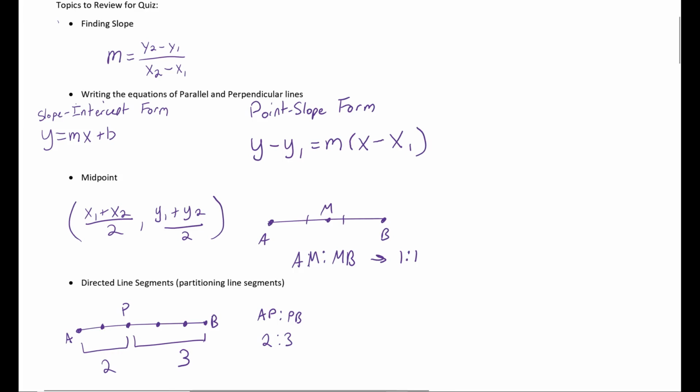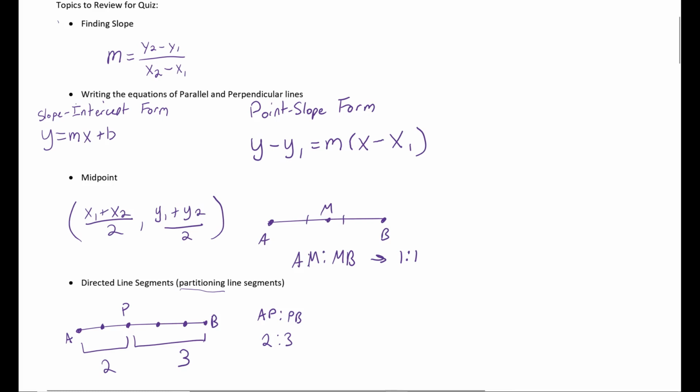So I want to review a few of the topics that we've done in coordinate geometry so far: finding the slope, writing the equations of lines in both slope-intercept and point-slope form, finding the midpoint by averaging the x values and averaging the y values, and the last thing we did, directed line segments, or partitioning line segments, or just dividing them into different parts.